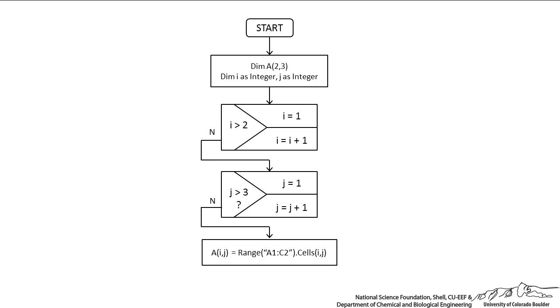So we're going to go through this for each combination of i and j. For example, 1,1 would be row 1 column 1, 1,2 would be row 1 column 2, and so on. And then we increment j by 1 and we keep going.